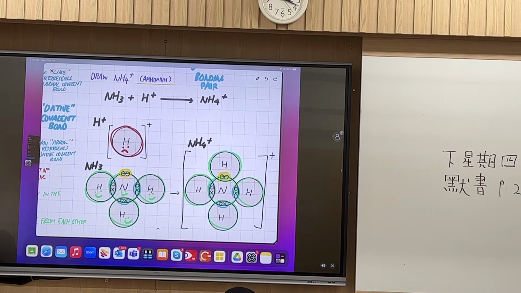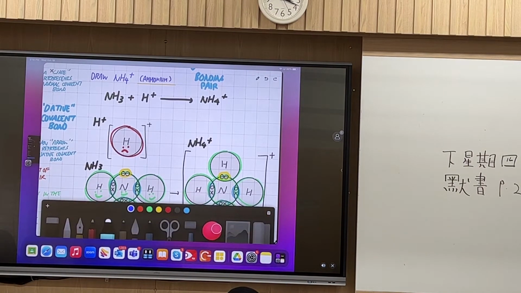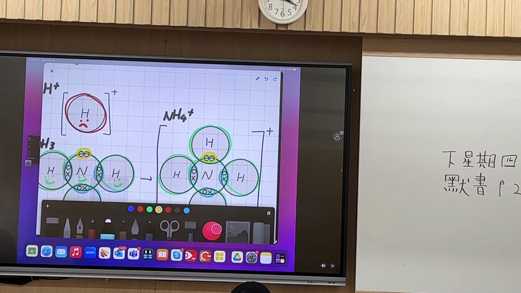I think you mix up lone pair electrons and dative covalent bond. Before the bond is formed, this is a non-bonding pair. But once the nitrogen has donated this electron pair into this shared region here, this bond we now call a dative covalent bond.